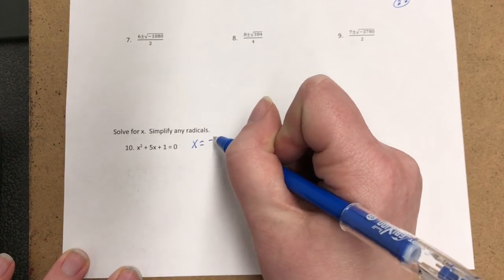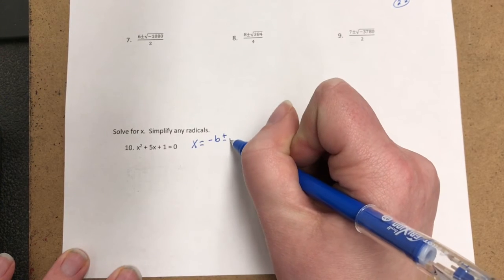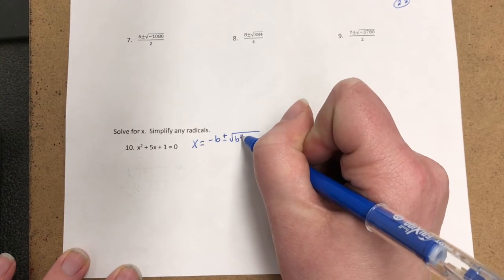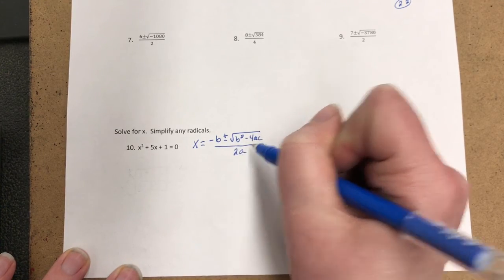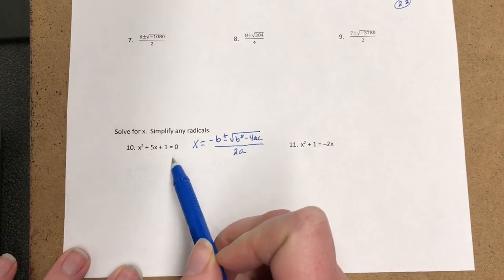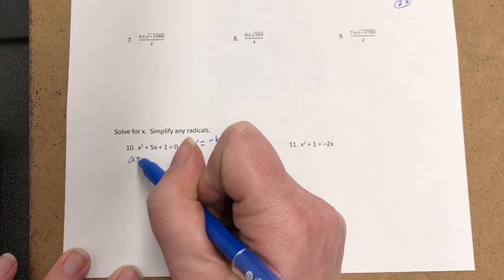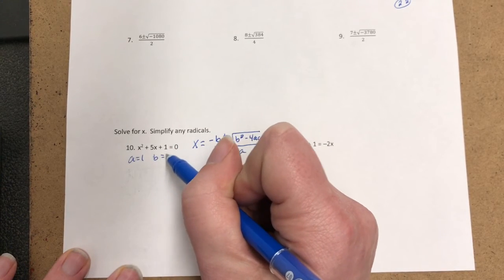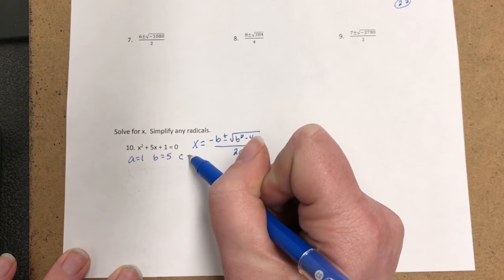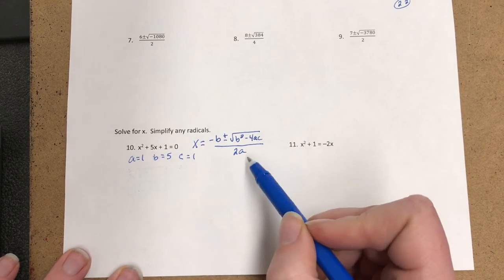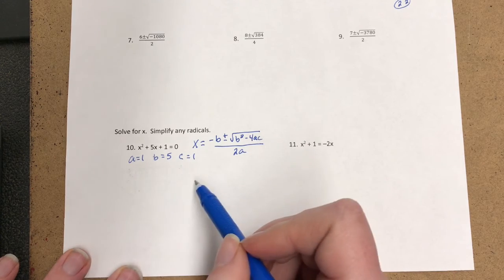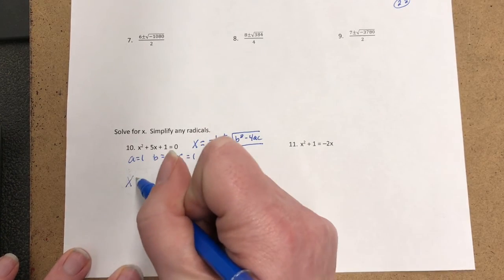So for 10, I'm going to use the quadratic formula. So I know that's x equals negative b plus or minus the square root of b squared minus 4ac all over 2a. And since this equation is equal to 0, I know a is 1, b is 5, and c is 1. So now I can replace the letters with the numbers that each is.